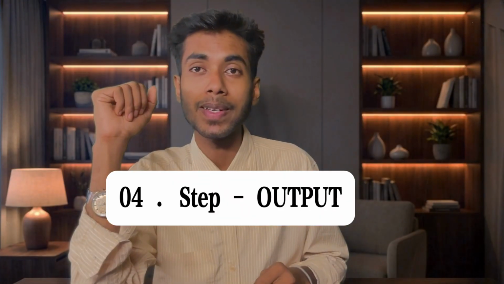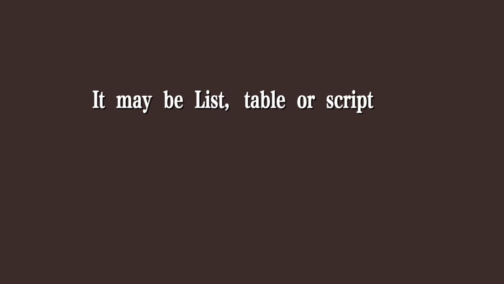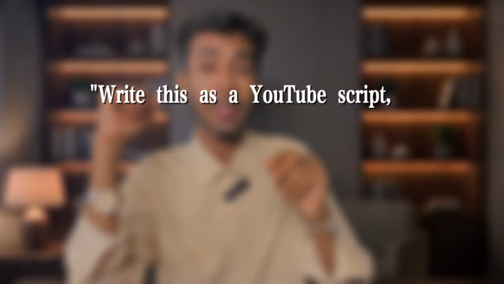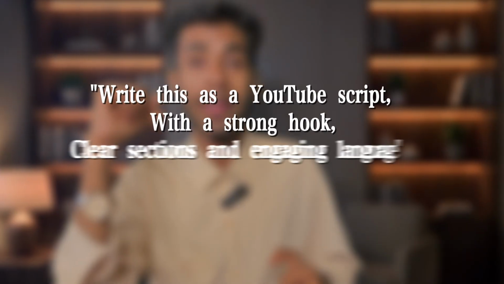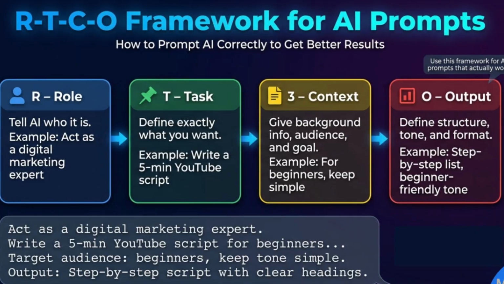The final step is output. This is where you tell how to present the answer. Most people ignore this, and that's why they get messy or unstructured responses. You can control format. It may be list, table or script. Length, short or detailed. Tone, simple, engaging or professional. For example, "give the output as a step-by-step list with clear headings. Keep the tone simple and beginner-friendly." Another example, "write this as a YouTube script with a strong hook, clear sections and engaging language." This makes your answer clean, usable and ready to publish. Once you combine role, task, context and output, you have a complete AI prompt structure that works every time.